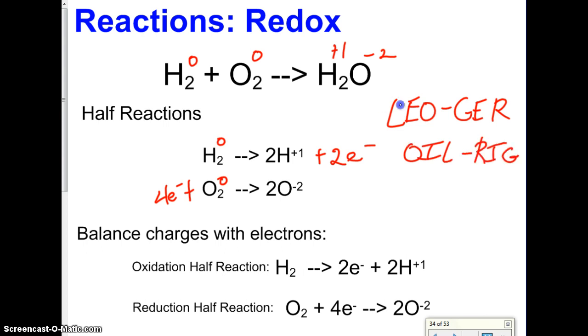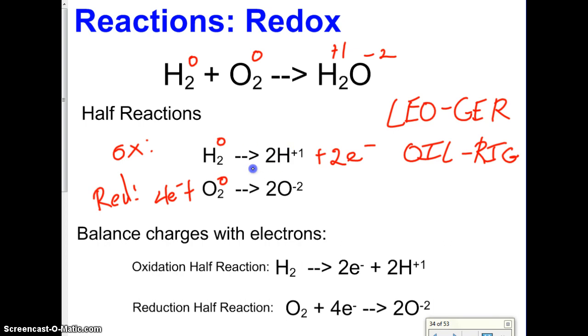Okay, so Leo says losing electrons is oxidation. Well, here is where I'm losing electrons, so it is my oxidation half reaction. Gaining electrons is reduction. Well, here's where I'm gaining electrons. It's being added in as a reactant to form a product. So it is a reduction. So that's kind of our first step.